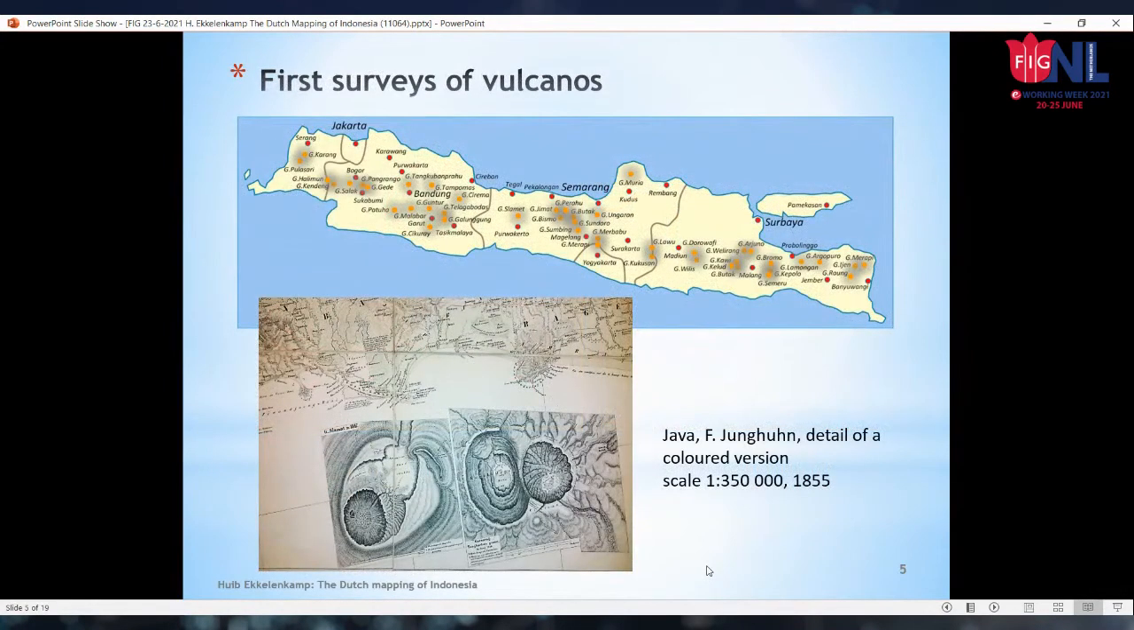The first surveys were volcano surveys, and especially a man called Junghuhn did a lot of work. He climbed all the volcanoes and mapped them, and he made one of the first detailed maps of the hundreds of volcanoes, especially on Java and some of them on Sumatra. And you see his sketch at the bottom, and he colored them, and so they were quite famous and standard in those times.